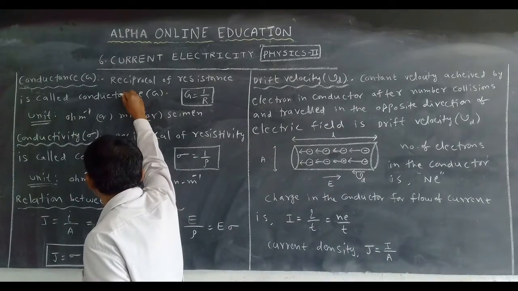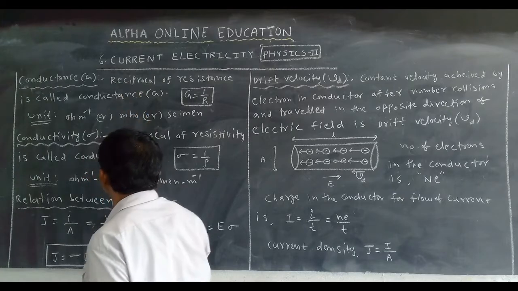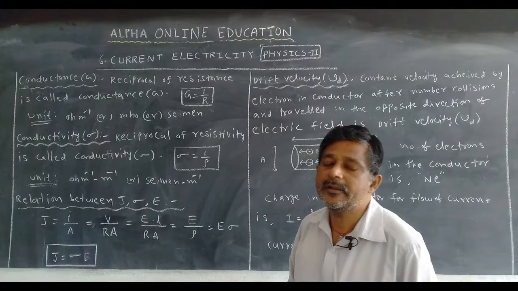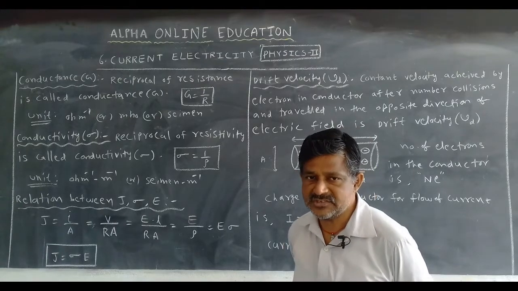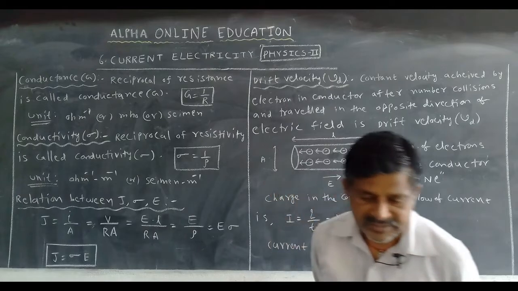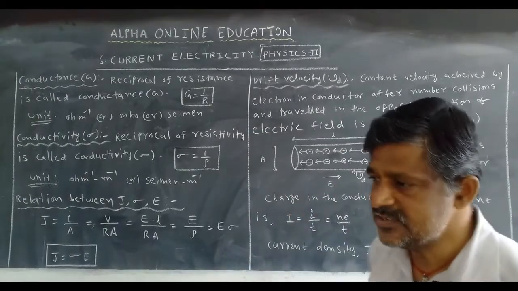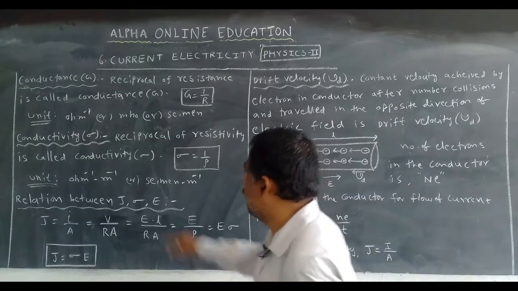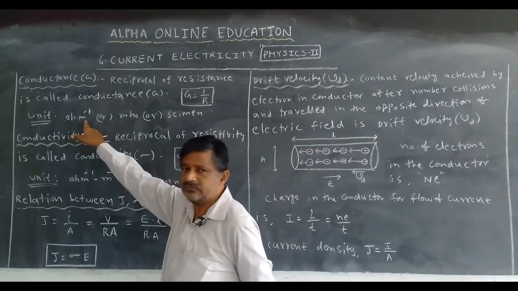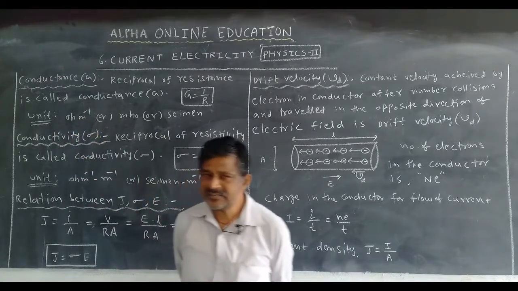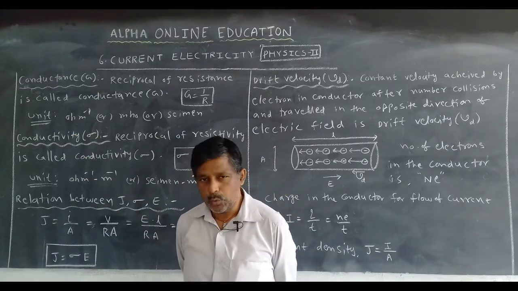It is denoted by the symbol capital G. Now G is equal to 1 by R. Now what is the unit for conductance? The unit for conductance is ohm inverse. We can read this as per ohm also. Ohm inverse or per ohm.